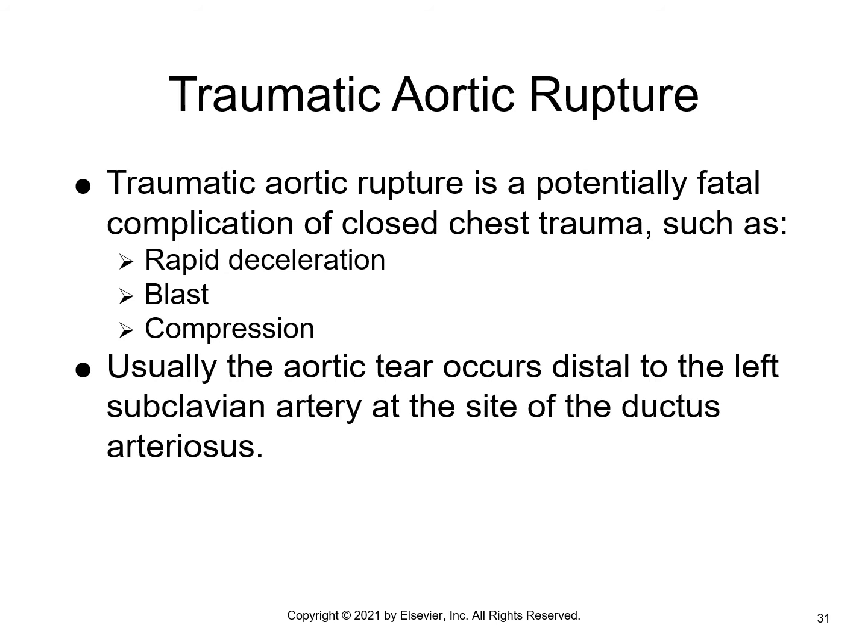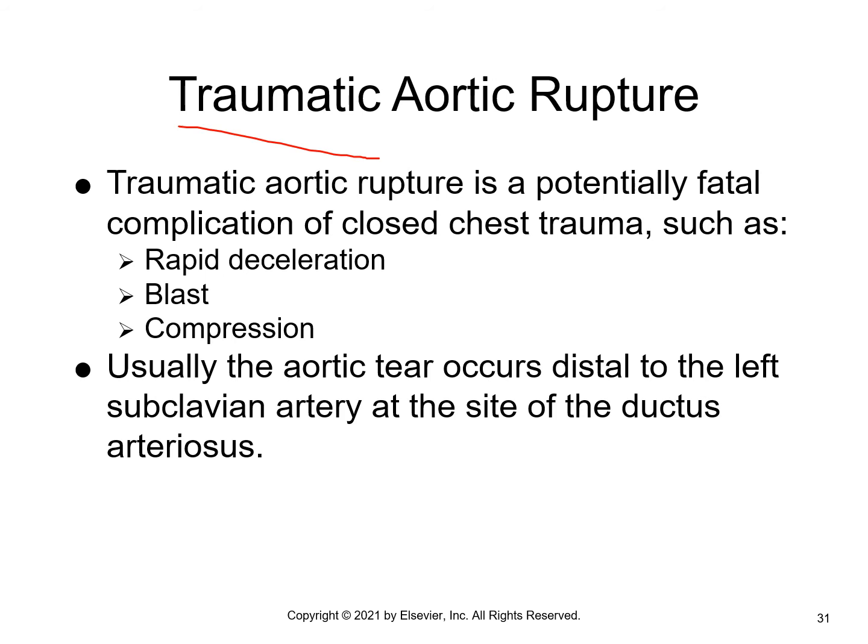Another type of acquired vascular disease is traumatic aortic rupture. So this is exactly what it sounds like. It would be typically from trauma, and it would be a rupture of an aorta. And we know that that aorta contains so much blood that this would really be a devastating event. It's usually fatal, and it's a complication of closed chest trauma.